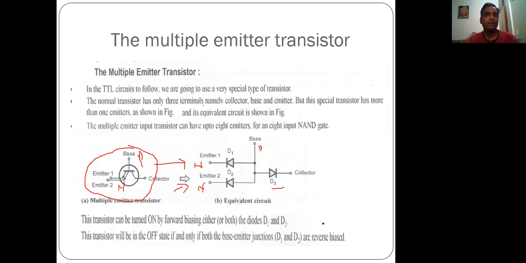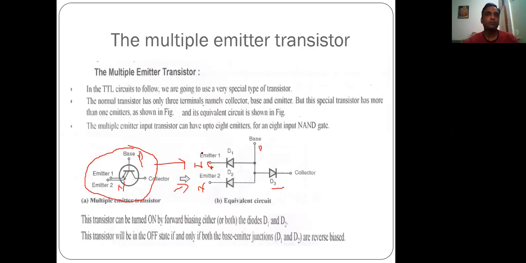Now, as friends, we have discussed in the DTL, same way over here. If I am applying high voltage on the base and low voltage on emitter 1, then this D1 will be forward biased. If I'm applying high voltage on the base and low voltage on the emitter too, then this D2 will be on. Same way, for D3, whenever I'm having high voltage on the base and low voltage on the collector, then this D3 will be on.